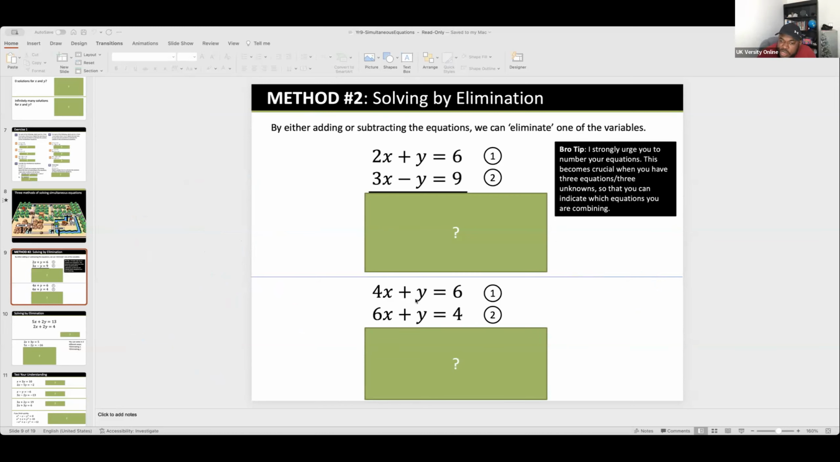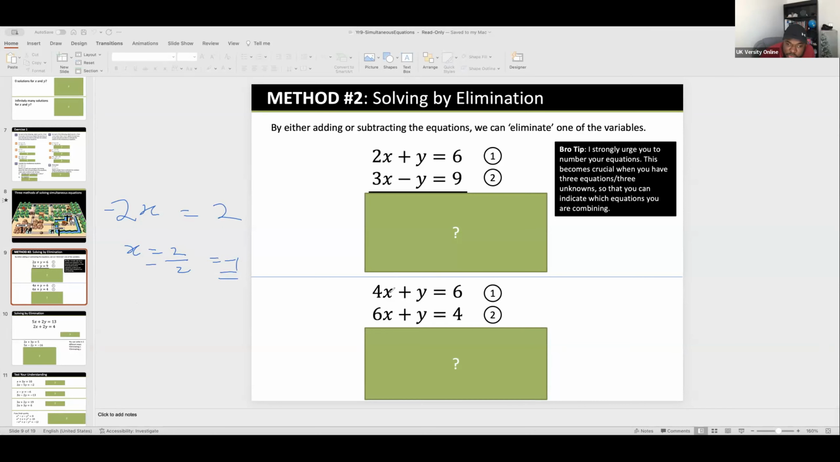So another one is this. The signs are the same this time around, so you have to take it away. What is 4x minus 6x? That's going to give you minus 2x. What is 4 minus 6? That gives you minus 2. So x equals 2 over minus 2, equals minus 1. That's it. So x equals minus 1.